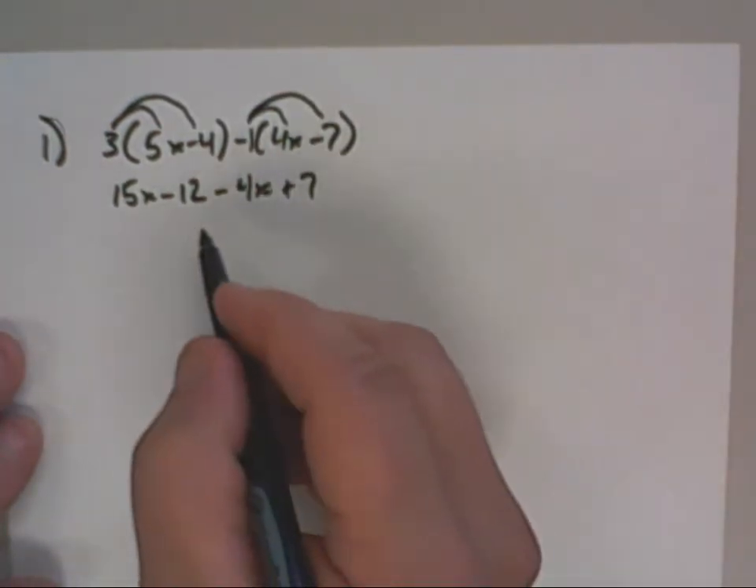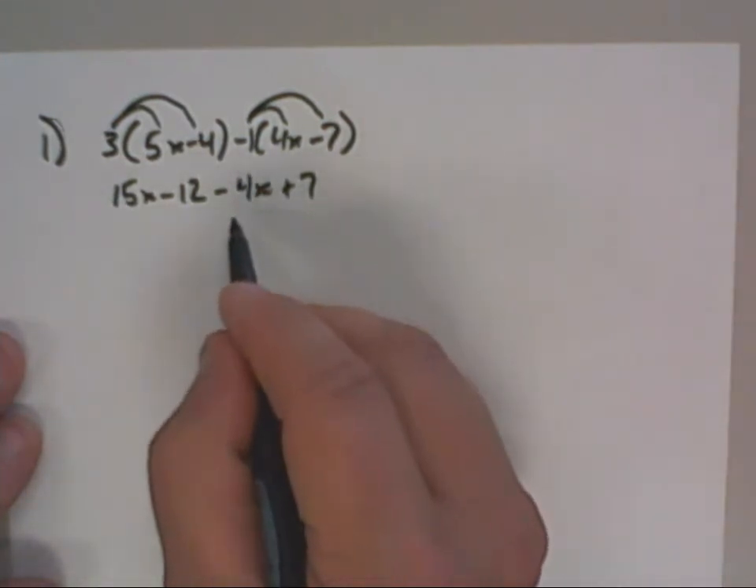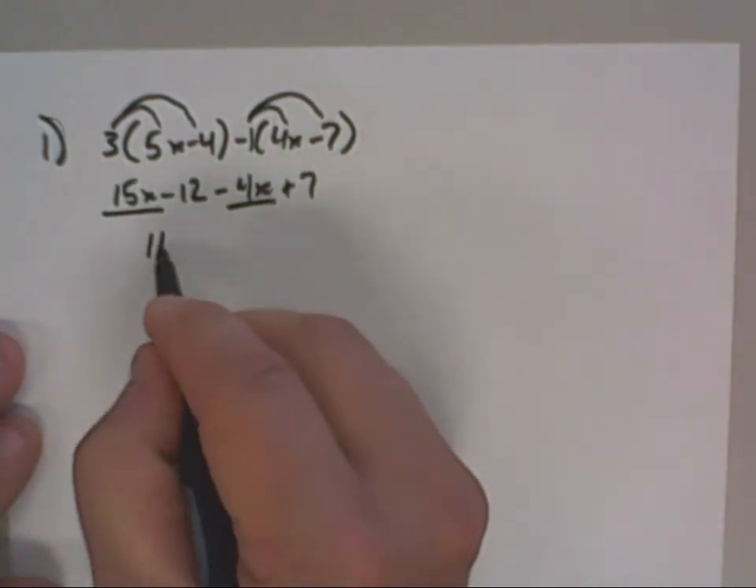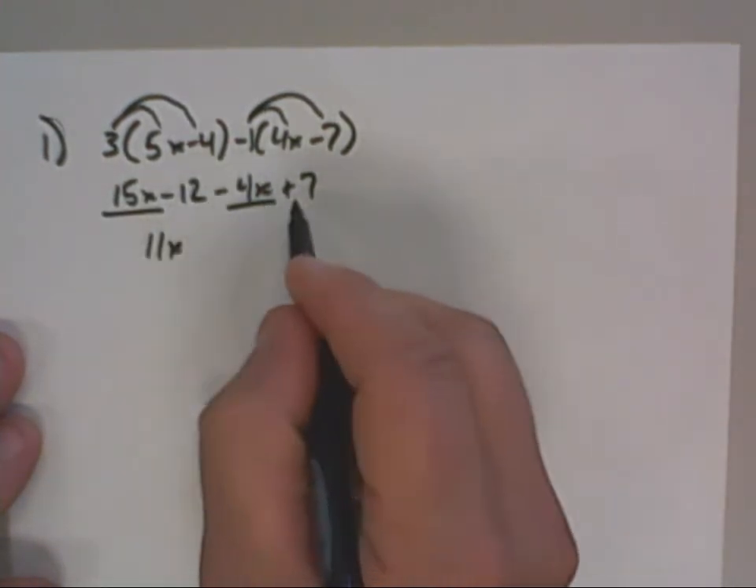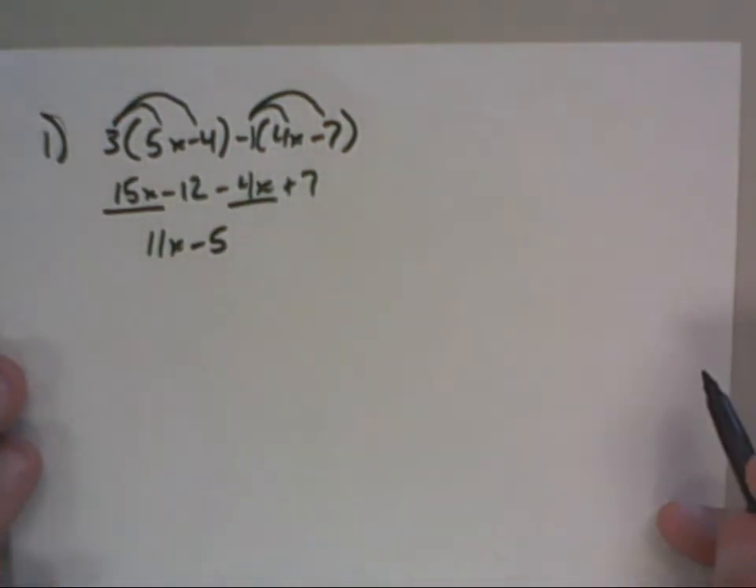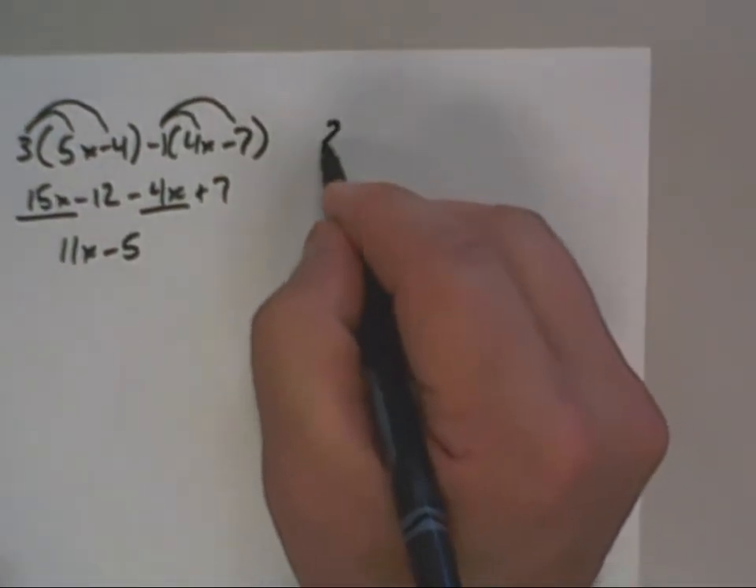And then I can combine like terms. They're on the same side of the equation. There isn't an equal sign, so it's not like I'm going to add 4x to both sides. I'm simply going to take 15x minus 4x, which is 11x, and negative 12 plus 7 is negative 5. So number 1 is 11x minus 5. Let's take a look at number 2.